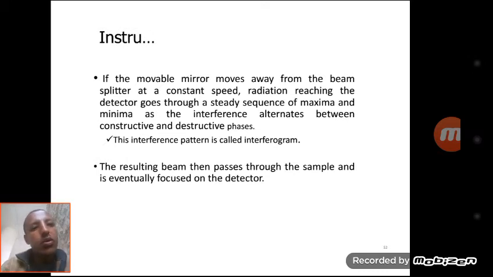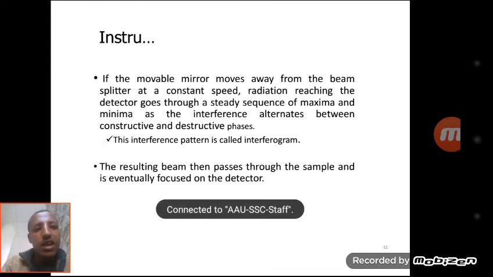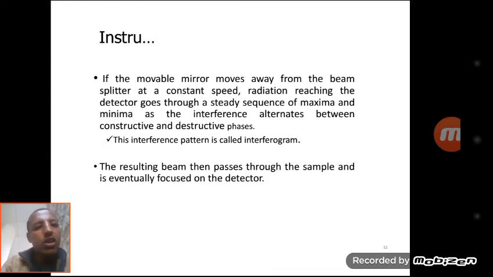If the movable mirror moves away from the beam splitter at a constant speed, that means the distance between the beam splitter and the moving mirror increases. The radiation reaching the detector goes through a steady sequence of maxima and minima as the interference alternates between constructive and destructive phase. The interference pattern is called an interferogram.